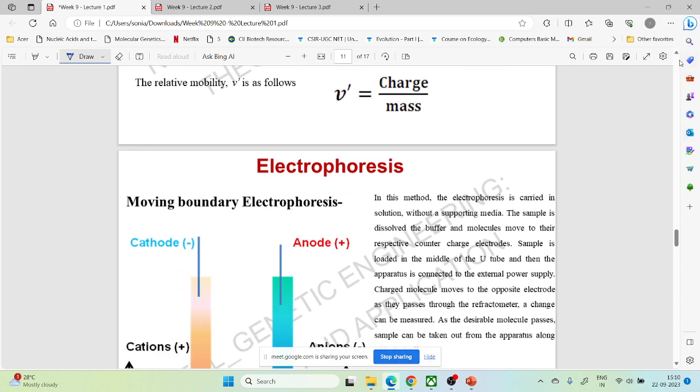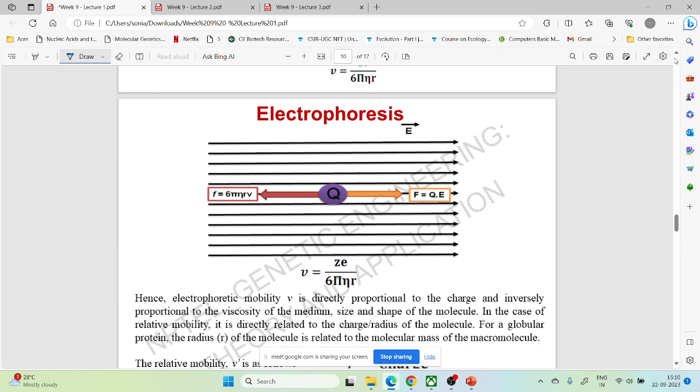Because, if this is your gel, these are the bands, whatever bands you get. Any charged molecule will stop at a point only where the frictional force is equal to the force that has been applied. And at that point where the charged particle stops, you will have a band also, where the frictional force equals the force being applied.